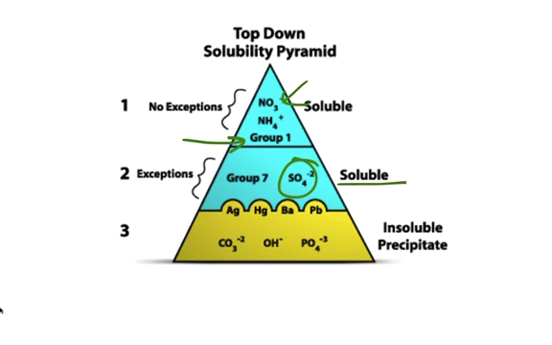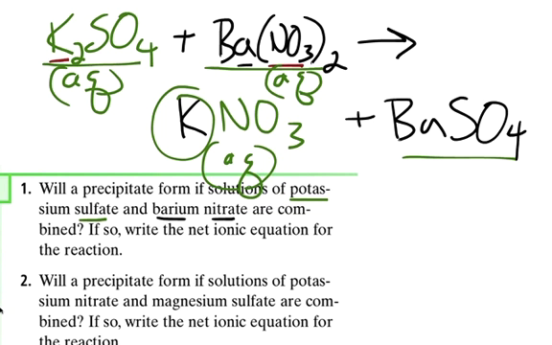Notice sulfates here are soluble, but we're in an exception column. Notice the exceptions: silver, mercury, barium, or lead. Notice we're with barium. That is going to be our solid. And now we'd write our net ionic equation.